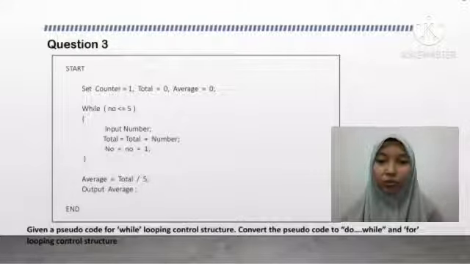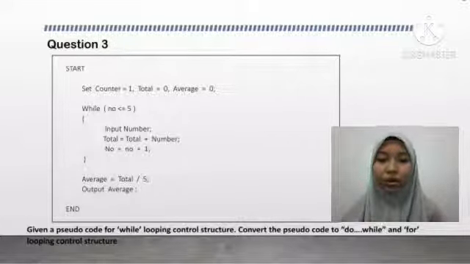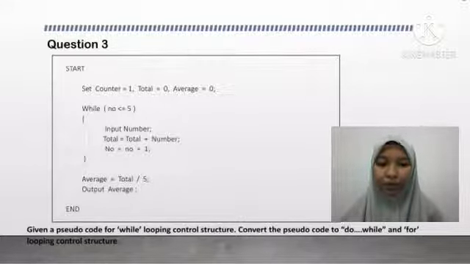In PPE 2, my question is 3. Given a pseudocode for while looping control structure, convert the pseudocode to do while and for looping control structure.